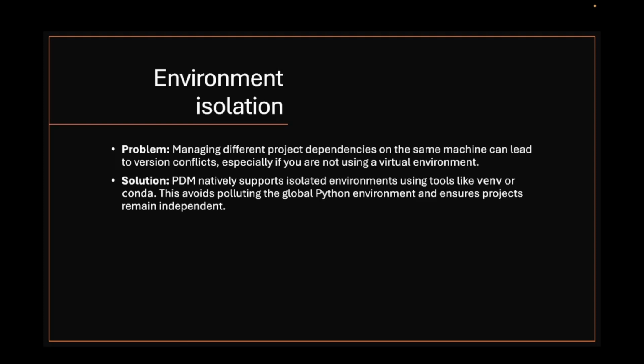In terms of environment isolation, what is the problem? Managing different project dependencies on the same machine can lead to version conflicts, especially if you are not using a virtual environment. So PDM natively supports isolated environments using tools like venv or Conda. And this avoids polluting the global Python environment and ensures projects remain independent. And as we'll see, it creates a folder called .venv, which isolates all of the dependencies for the specific project.